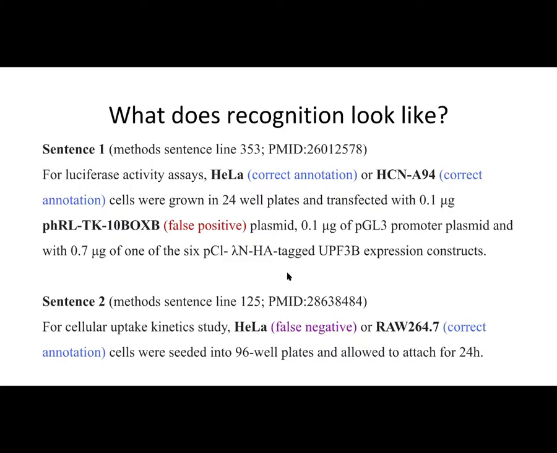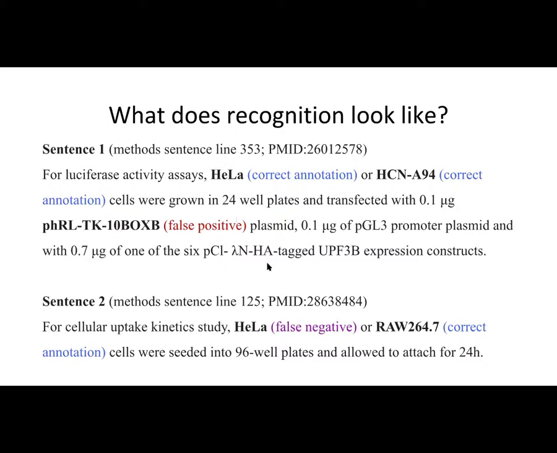The PubMed ID is right there, so you can always find this. This is sentence number 353 in the methods section, where these authors said for luciferase activity assays HeLa or HCN-A94 cells were grown in 24 well plates and transformed with this particular plasmid, et cetera, et cetera.